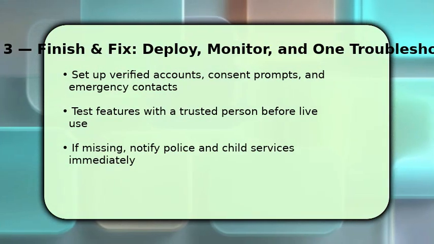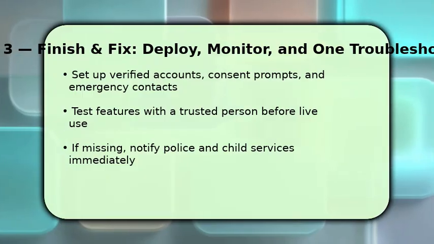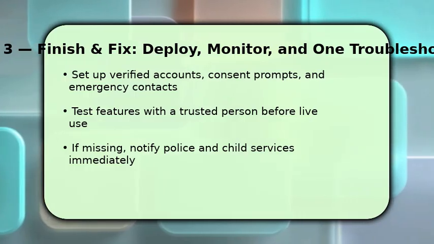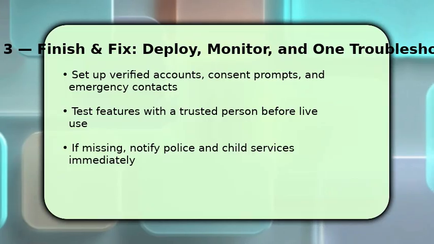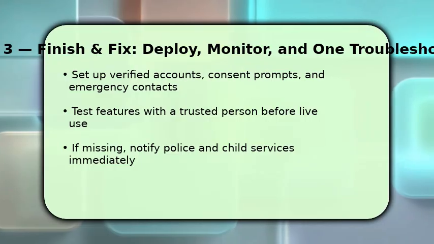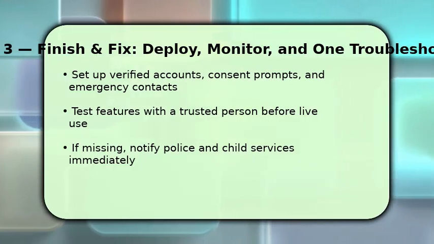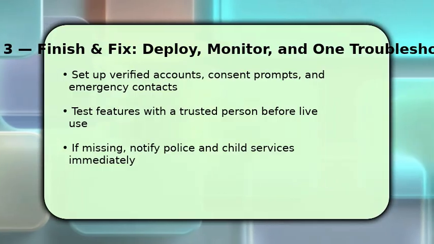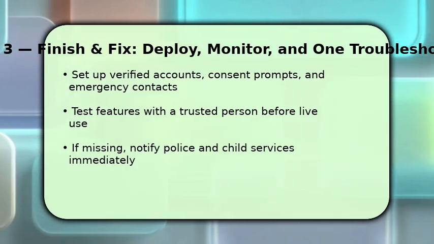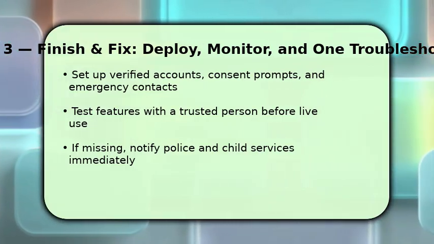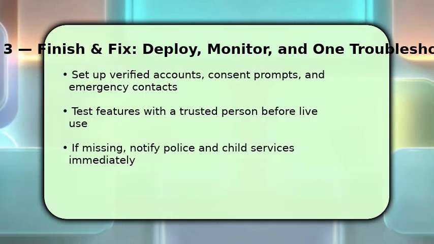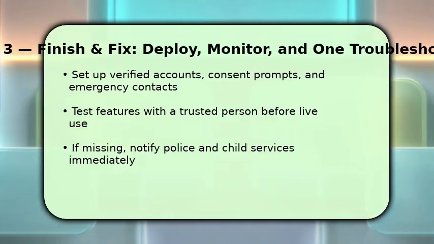You finish by setting up the chosen app with verified accounts, clear consent prompts, and pre-configured emergency contacts so it's ready without surprises. Once configured, test features with a trusted adult to confirm accuracy and familiarize yourself with alert behavior. If you suspect a child is actually missing, do not rely solely on apps. Notify police and child services immediately, provide last known locations, and app data if lawful. Troubleshooting tip: if location fails, check device settings, network permissions, then contact app support or authorities.